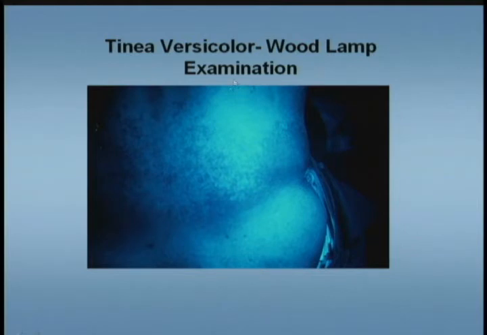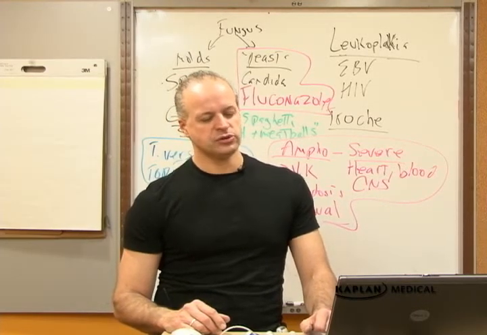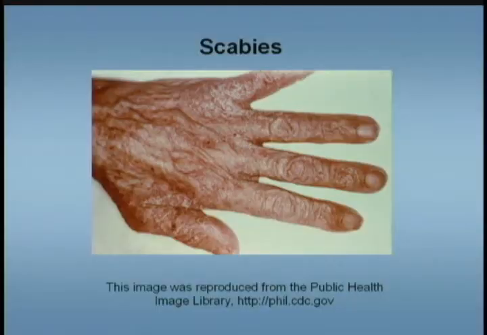Tinea versicolor. Wood's lamp. A wood lamp? We're looking for wood? No, Wood's lamp is a fancy name for an ultraviolet light. Did you know that tinea versicolor fluoresces under ultraviolet light, under blue light? The blue UV light is called a Wood's lamp, and that is looking for the fluorescence of tinea versicolor. Strange colors visible here with tinea versicolor. Wood's lamp. Blue turning to yellow. Another way to make the diagnosis.